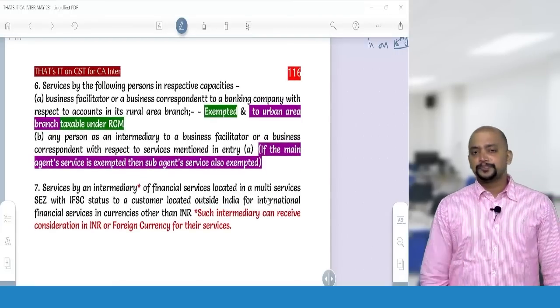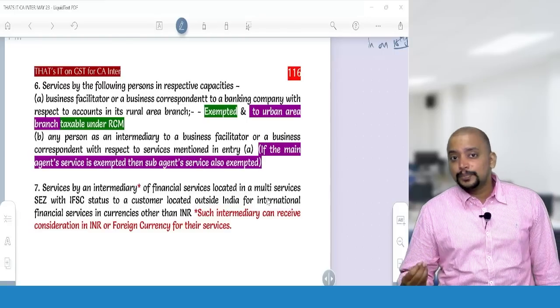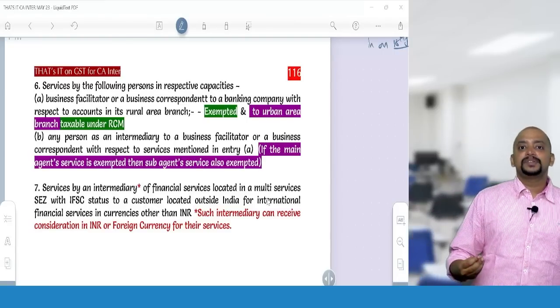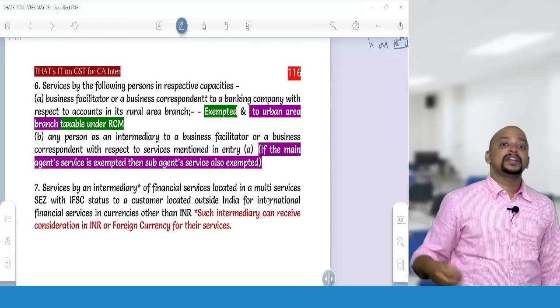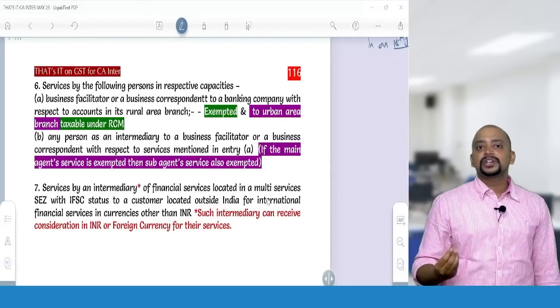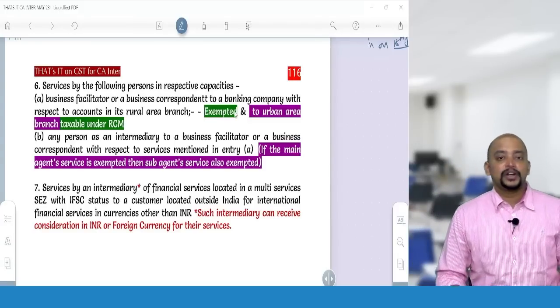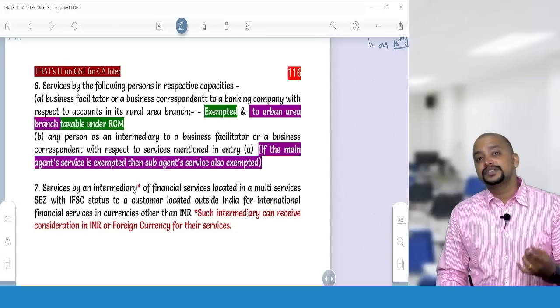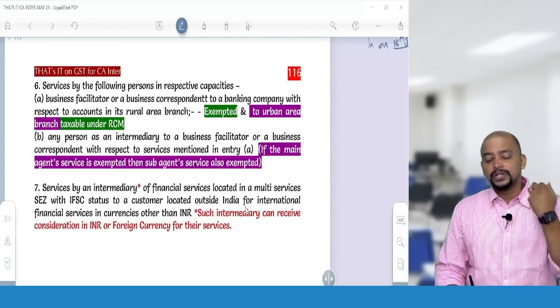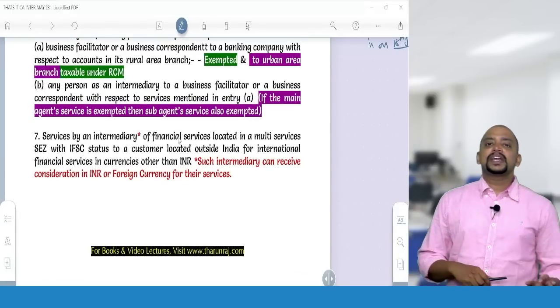Then number 6, business facilitator, business correspondent, agent of business facilitator or agent of business correspondent providing services to a banking company in a rural area, the commission earned will be exempted. Providing services to a rural branch, the commission earned is exempted. Then point number 7, services by intermediary.